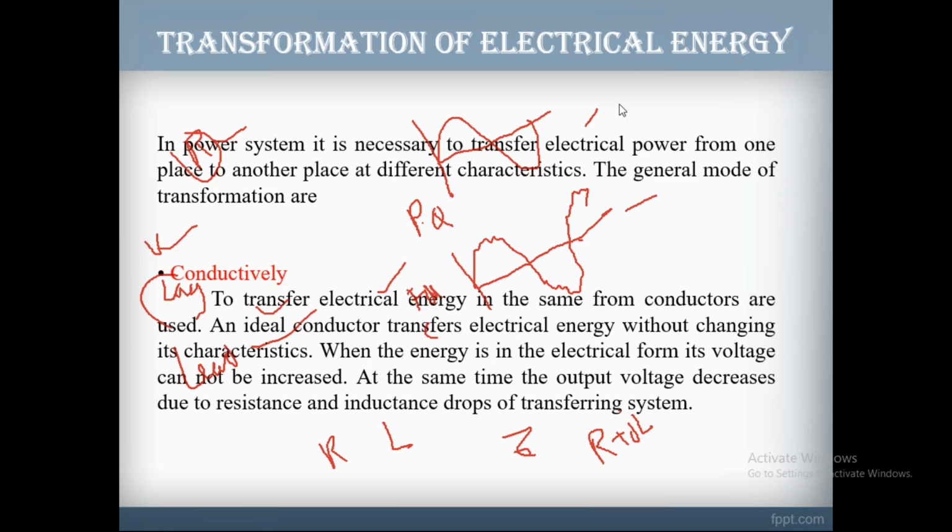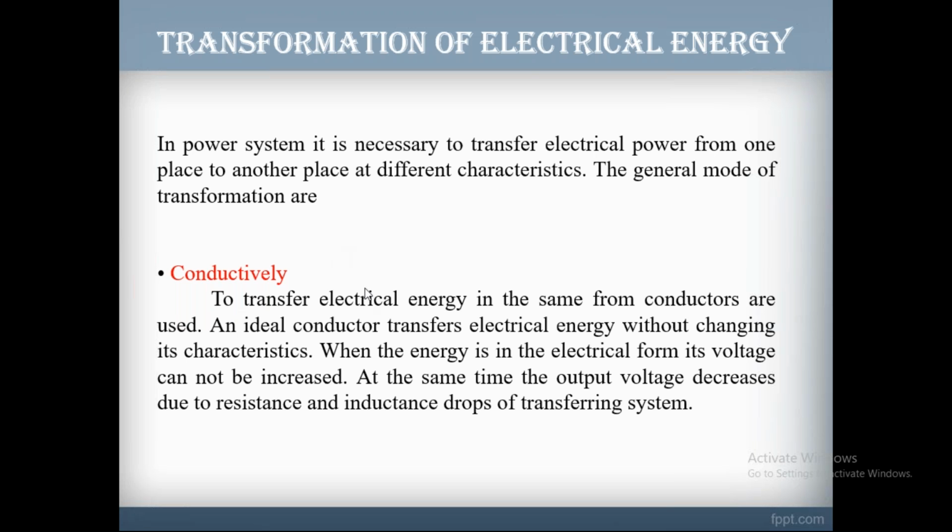And before that, we will see how the energy will be converted from one form to another form, in which way. Generally, the energy is converted in three modes. What are the three modes? The first mode is conductively, second mode is mechanically, third one is inductively. Conduction, mechanically, and inductively. These are the three modes in which the energy will be converted, from one form to another form, or else same form to same form.